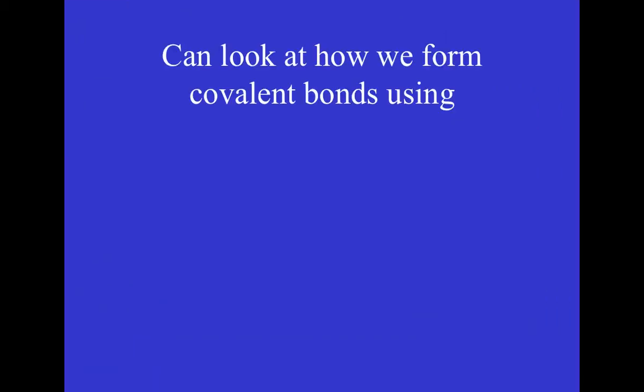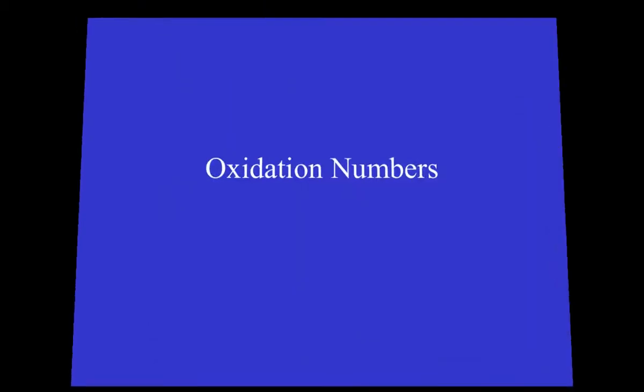Now, let's take a look at how we form covalent bonds using Lewis dot diagrams. Let me pull up here so I can write. We're going to start by picking two non-metals. In this case, I am going to pick carbon, which is a non-metal and has 4 valence electrons. I'm also going to pick oxygen, which has 6.